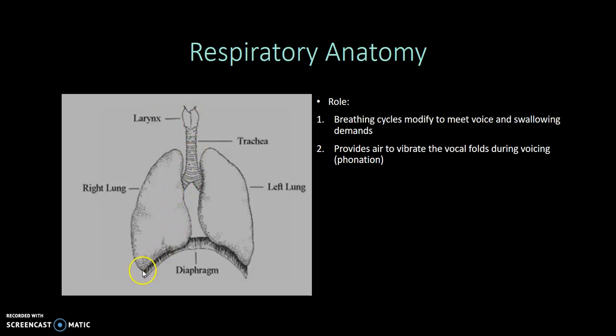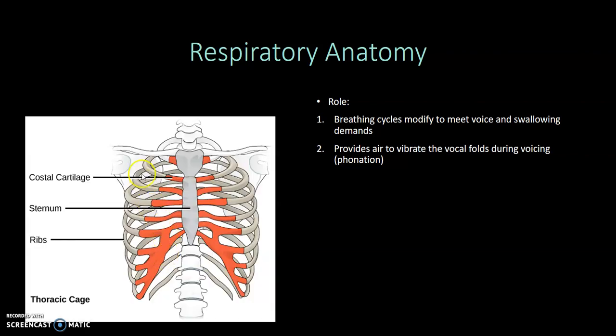The driving force behind that is the muscles. We have the diaphragm here at the bottom, which is our largest contributor to changing the air pressure for breathing. And then we also have muscles or intercostals that attach to the rib cage to help expand the rib cage. So we'll go into detail later in our phonatory section for additional respiratory information.